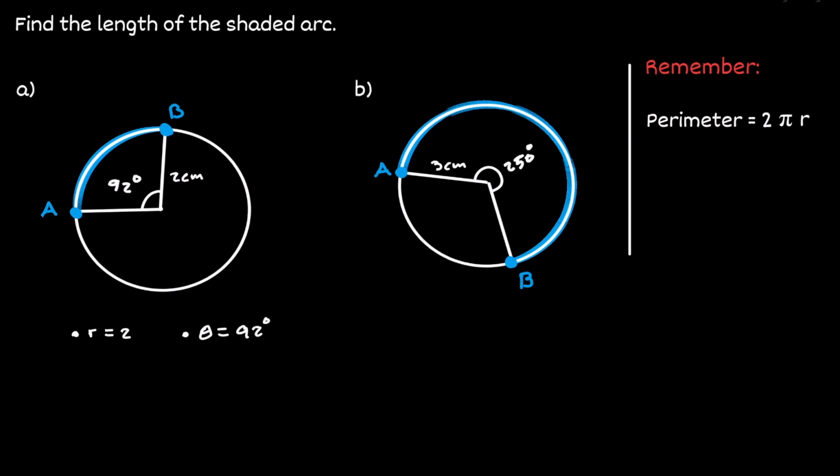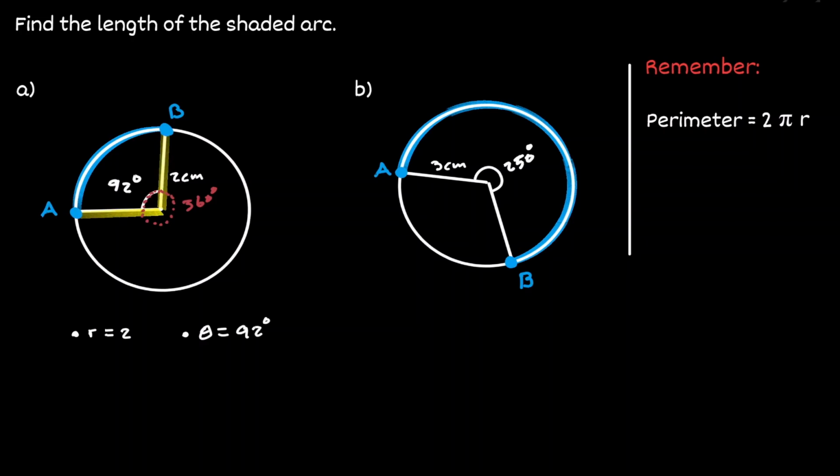But don't forget that we know how to find the perimeter of the whole circle. That is 2 pi r. Essentially what we're saying is we want to find the length of just a small section of the whole perimeter of the circle. How much of the perimeter? Well, if we had gone a full circle, we would have covered 360 degrees. Out of the 360 degrees, we only want 92 of them.